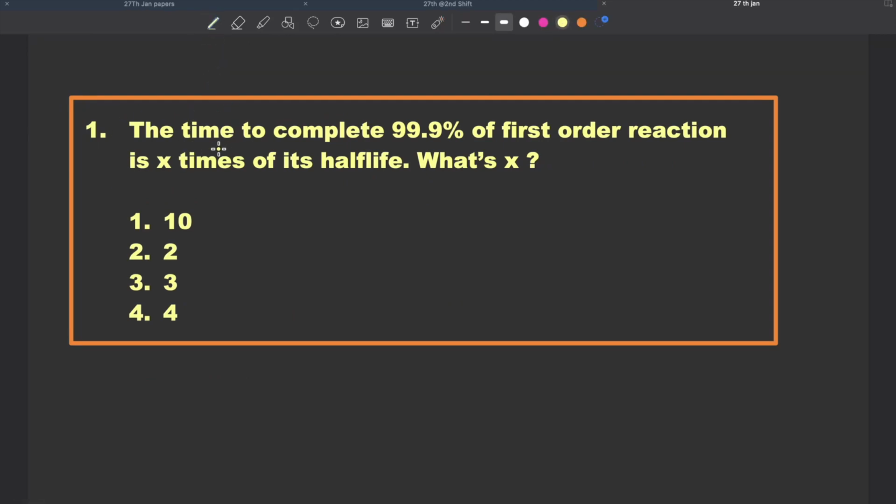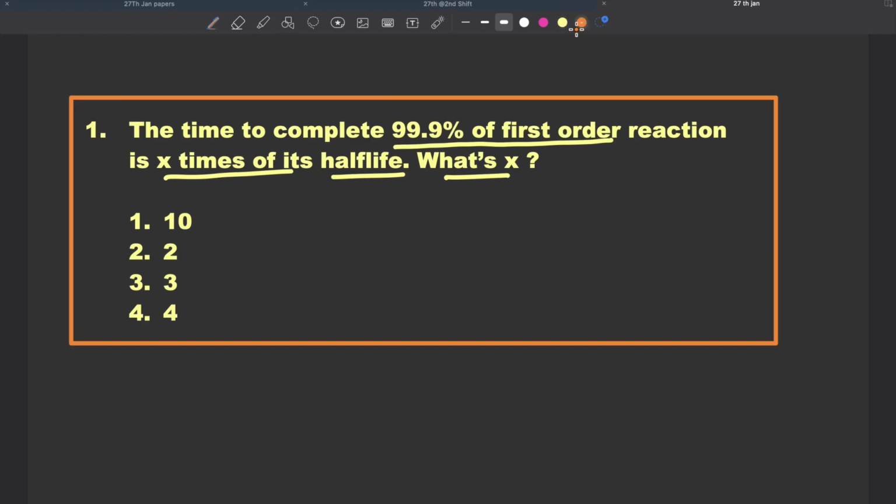The question is: the time to complete 99% of a first order reaction is x times its half life. What is x? Simple question. We just have to plug in the values in both cases, then divide them with each other.